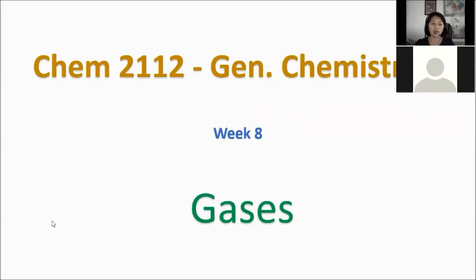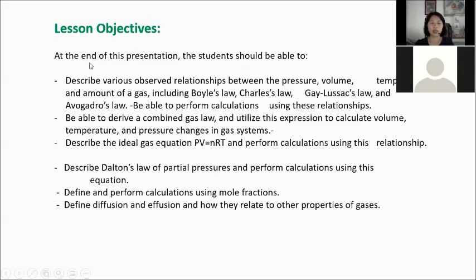Gases. For our learning objectives, at the end of this presentation, the student should be able to describe various observed relationships between the pressure, volume, temperature, and amount of gas, including Boyle's law, Charles' law, Gay-Lussac's law, and Avogadro's law. Be able to perform calculations using this relationship. Next, be able to derive a combined gas law and utilize this expression to calculate volume, temperature, and pressure changes in a gas system. Describe the ideal gas equation and perform calculation.